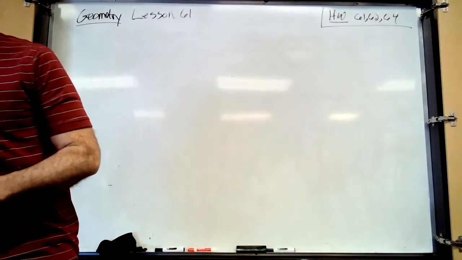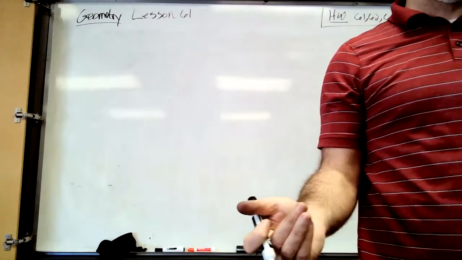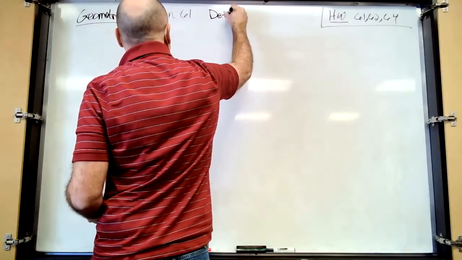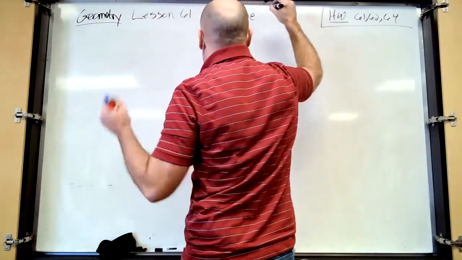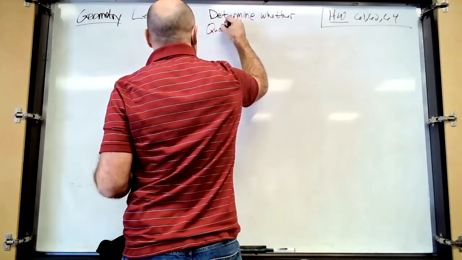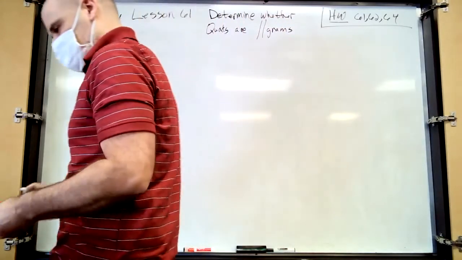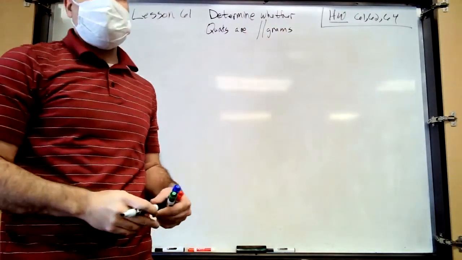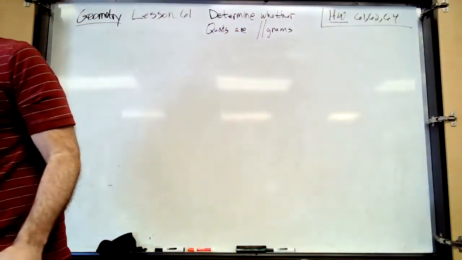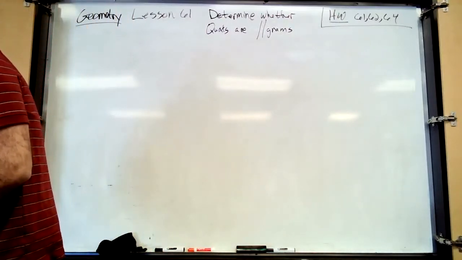We're going to talk about quadrilaterals, whether they're parallelograms or not. So what's the definition of a parallelogram? Opposite sides parallel. Yeah, opposite sides are parallel. That's it. So we're going to determine whether quads are parallelograms. There are some properties other than the definition. The definition says it's a quadrilateral with opposite sides parallel.